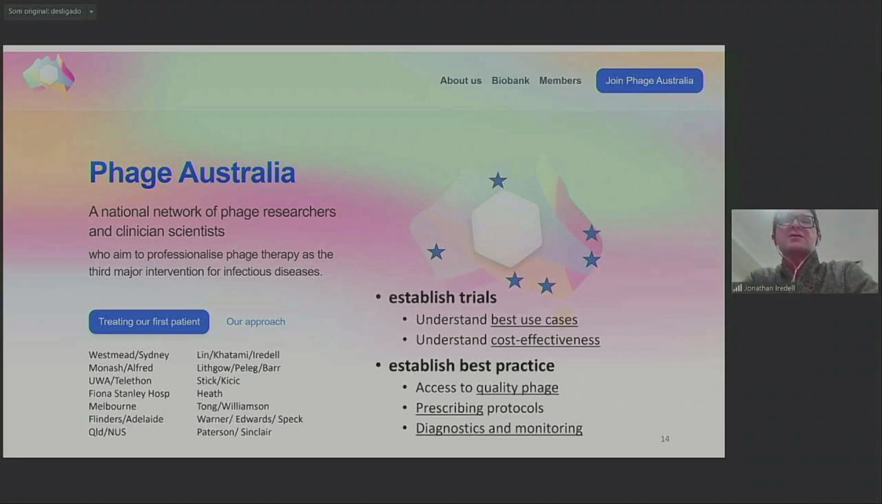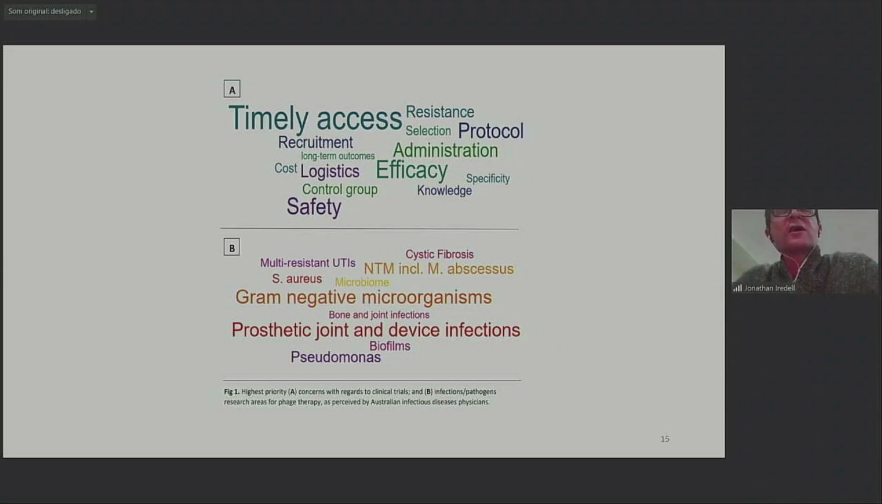So our mission is to establish trials to understand the best use cases of phages and to understand their cost effectiveness, and to try and establish the best practice by providing high quality phage therapy, high quality materials, that is clean, reliable phage products, by providing prescribing protocols so that we were all using it the same way, and by monitoring what they're doing in the same way.